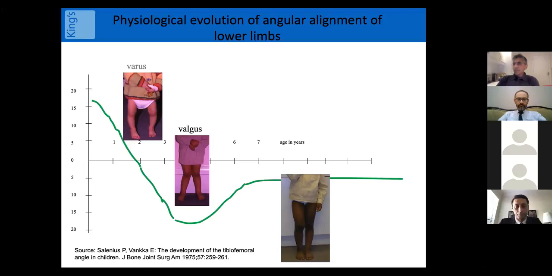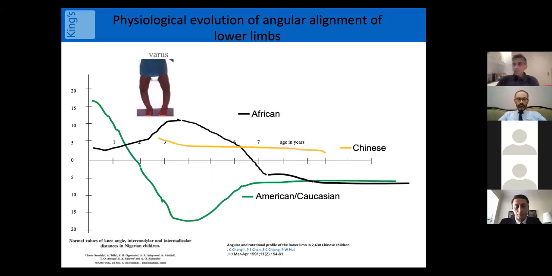So here is a study from Nigeria on the bottom left-hand side. Tella et al. have presented a good study, I would say, where 2,000 odd Nigerian children were measured. They didn't take X-rays. They used goniometers, intermalleolar distance and intercondylar distance, and gave us this. This is my own experience.